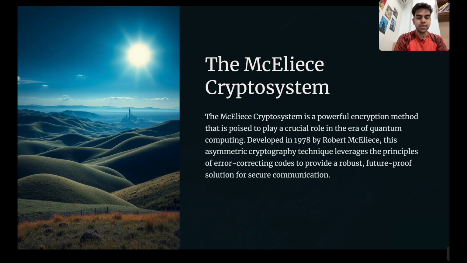What is it? Basically, it's a way to send secret messages developed way back in 1978 by Robert McEliece. It's what we call asymmetric, which just means that the key you use to lock up the message is different from the key you use to unlock it. Think of it like a mailbox. Anyone can drop a letter in, but only the person with the key can open it and read the letters.